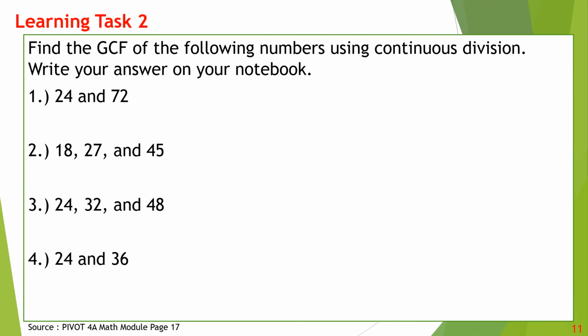Sa inyong learning task number 2, find the GCF of the following numbers using continuous division. So write your answer on your notebook. Number 1, 24 and 72. Number 2, 18 and 27 and 45. Number 3, 24, 32 and 48. And number 4, 24 and 36.